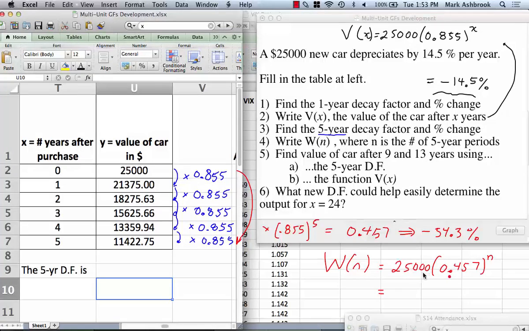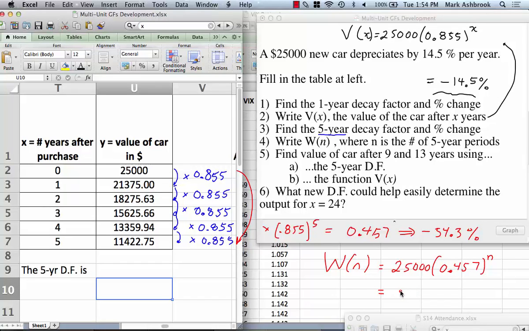So we would have 25,000 times 0.457 to the 1. That's for 1 5-year period. Would it work? That would work for a 5-year period. Okay. So what if n equals 2? That would work for a 10-year period. Right. So n is always the number of 5-year periods. That's what we're defining n as. Oh, okay. Yeah, it has to be, right? So that's how n is defined. I understand.